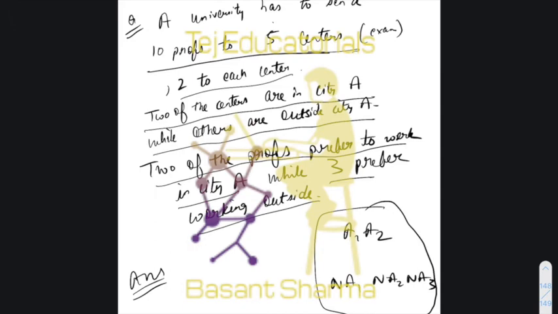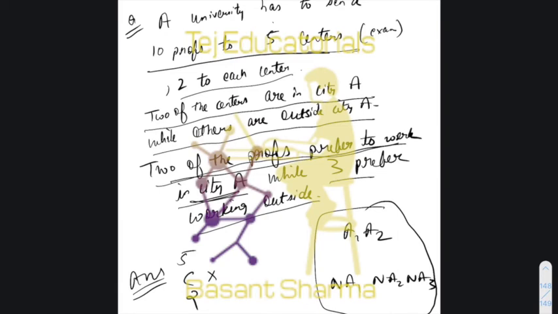Out of the remaining 5 professors who can work anywhere, select 2 for the centers in city A. Okay, now 2 of the professors prefer to work in city A, and 3 prefer working outside.